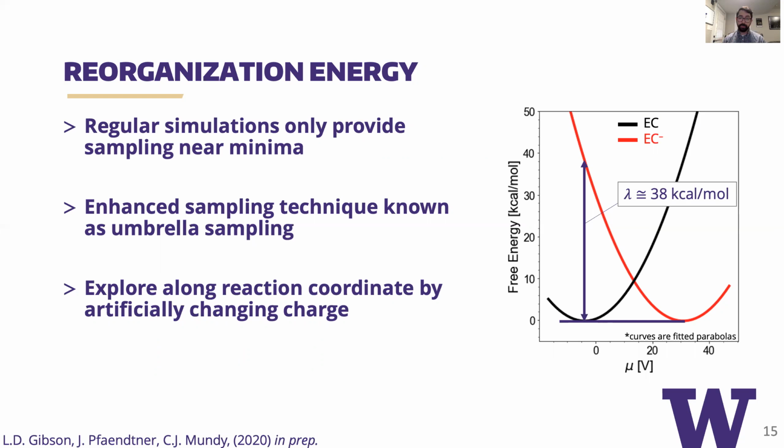So in order to produce the full curve, we employed an enhanced sampling technique known as umbrella sampling, which lets us run simulations in multiple regions along the x-axis and back calculate the true curve. And we did that here by actually changing the ethylene carbonate net charge from 0 to -1 by quarter charge increments. And so this plot tells us that the reorganization energy for ethylene carbonate at the electrode surface is approximately 38 kcal per mole, which is quite sizable and can't be ignored.